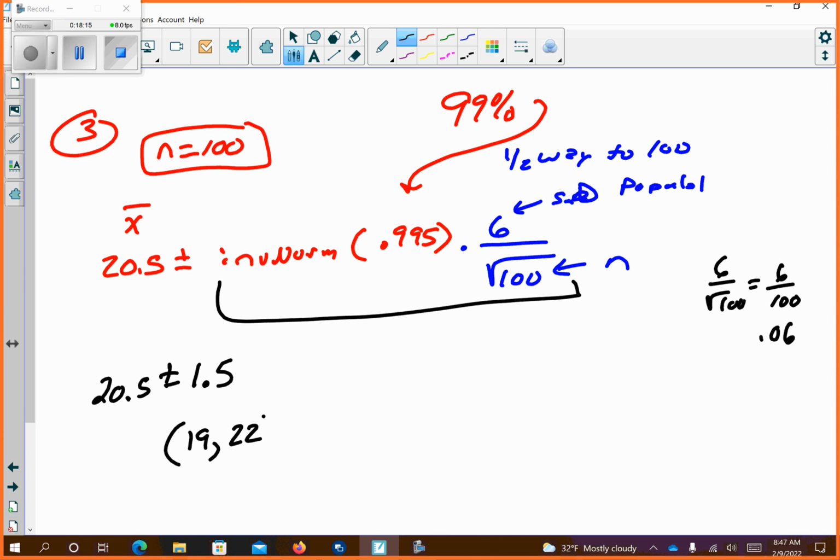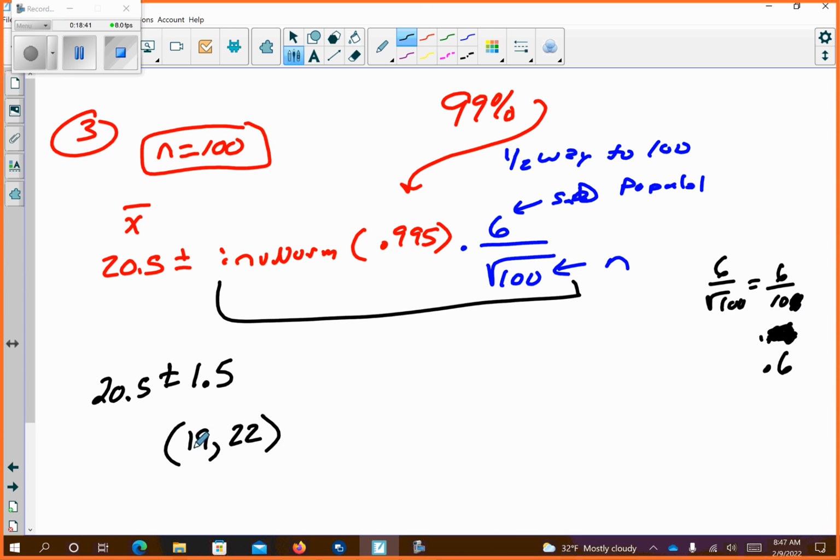So did you do 6 divided by 100 or did you do 6 divided by 10? Oh, it should have been 6 divided by 10, sorry. So that should have been 0.6. Is that right? Is it still right? Okay. Oh, I see. I said you guys are the brightest, so that's why. Okay, so from 19 to 22.